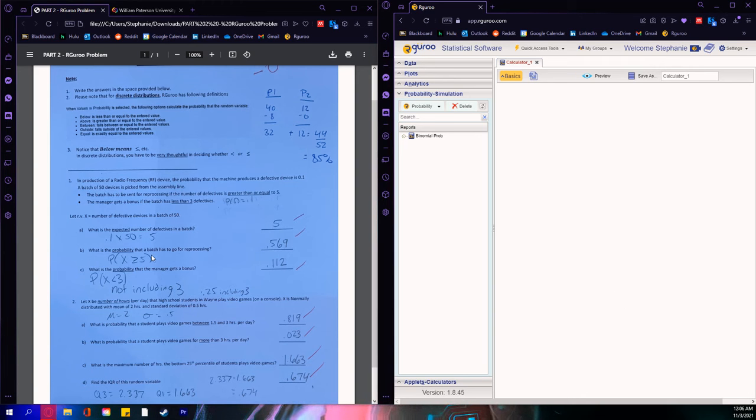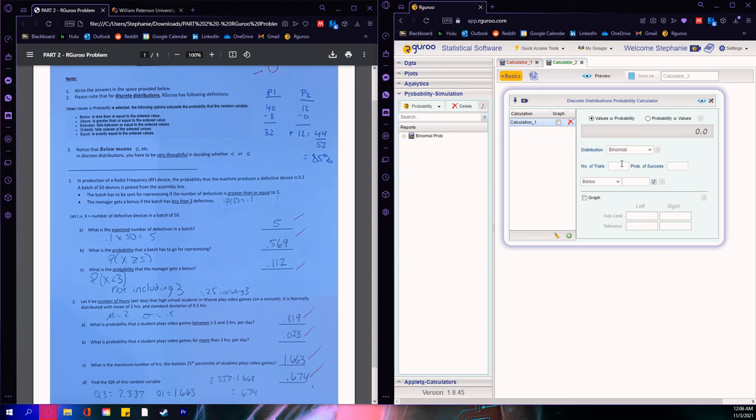For B, the probability that a batch has to go for reprocessing, it's going to be discrete because it has trials, and there are 50 trials. The probability of success is 0.1, and we want it to be above 5, and this button includes the value 5, so this is greater than or equal to 5, and that is how I got that number.